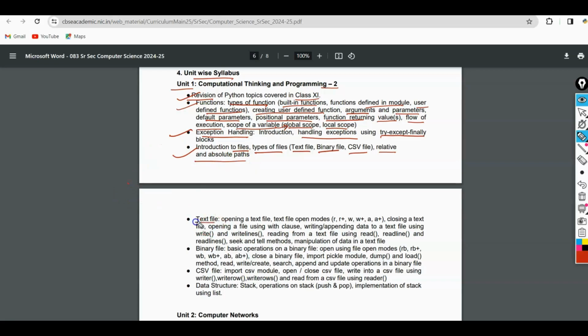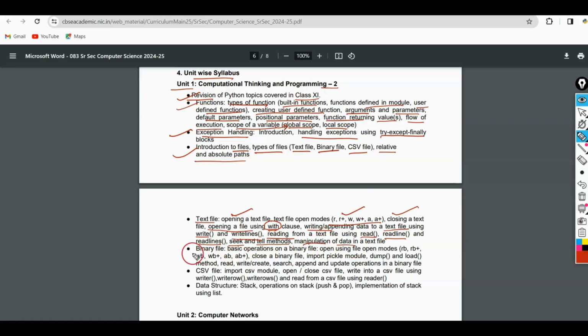Under the text file you are going to know how to open your text file, and we have a number of modes to open the text file, and how to close your text files, and opening the file by using the with clause, and how to write data into the text file by using the methods called write and writelines, and how to read your text file by using the readline and readlines methods. And you're going to read about seek and tell methods and how to manipulate the data in the text files.